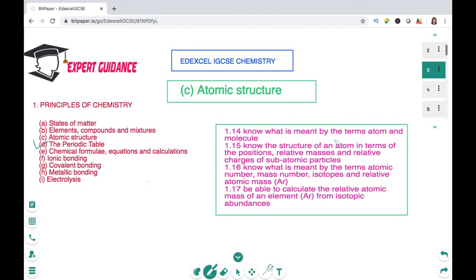what exactly is an atom and a molecule, what is the structure of atoms, and what are the various subatomic particles and how you write their relative masses and relative charges. Also, we'll be looking over how to define atomic number, mass number, isotopes and relative atomic mass, and we'll also be looking at how we calculate the relative atomic mass of an element from the isotopic abundance.